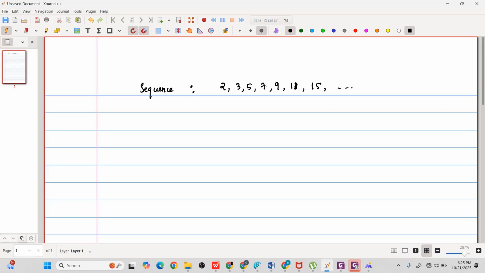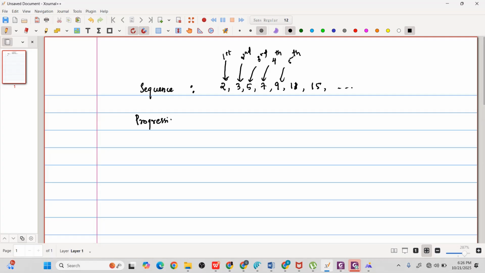We can say that the first position is occupied by this number 2, the second position by this 3, the third number is 5, this is the fourth one, this is the fifth one. If we can say it like this, then this is a kind of sequence. Now we are moving to the progression.